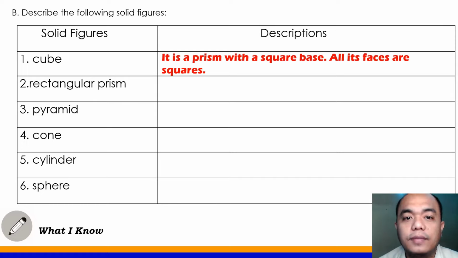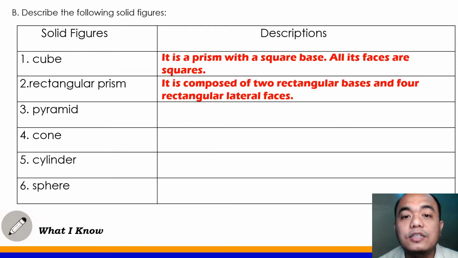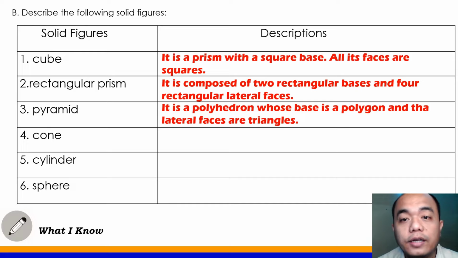Okay, cube. It is a prism with a square base. All its faces are squares. That is how to describe a cube. Later on, we will visualize what a cube is. Rectangular prism. What is a rectangular prism? Have you seen one? Rectangular prism, it is composed of 2 rectangular bases and 4 rectangular lateral faces. I know the word pyramid is somewhat common to you. Now, based on your idea, how do you describe a pyramid? Yes, it is a polyhedron whose base is a polygon and the lateral faces are triangles.